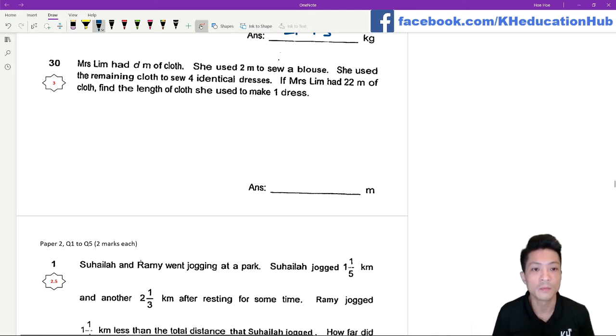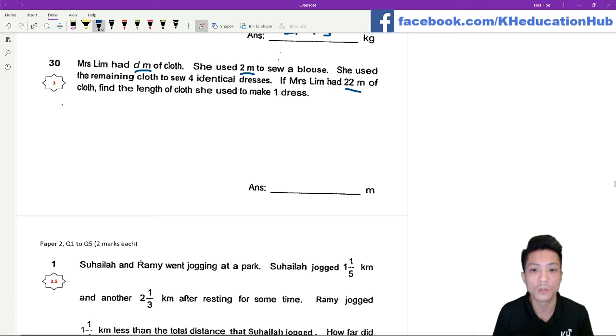Question 30. Mrs. Lim had D meters of cloth. She used 2 meters to sew a blouse and she used the remaining cloth to sew 4 identical dresses. If Mrs. Lim had 22 meters of cloth, find the length of cloth she used to make one dress. So which means that the D meters of cloth is 22 meters.